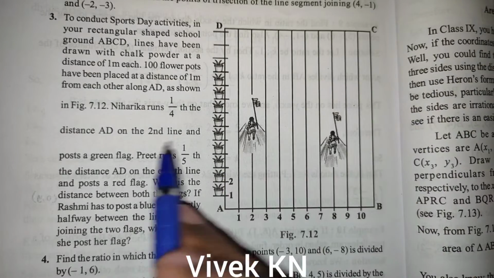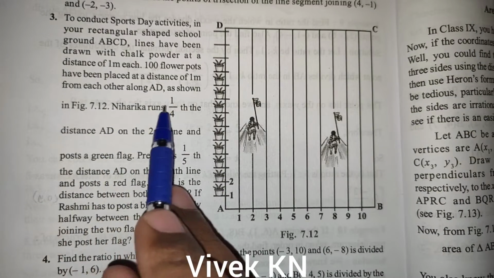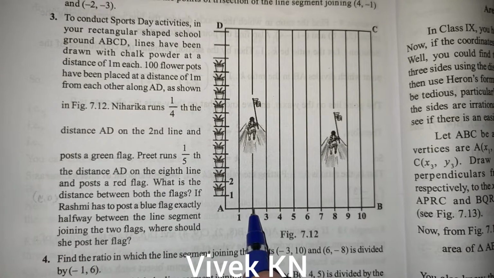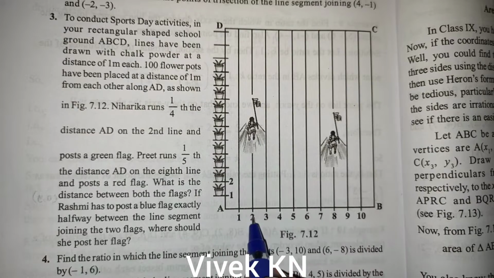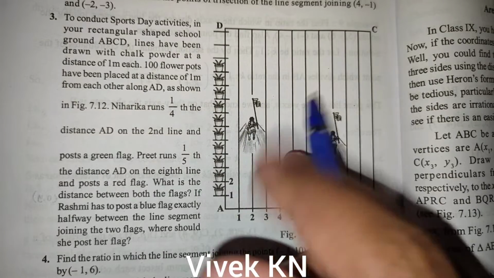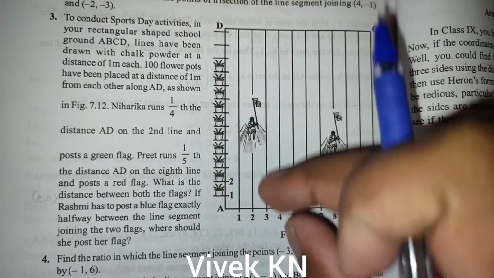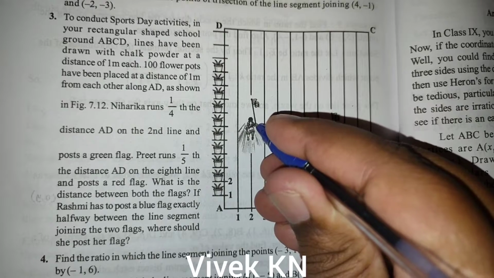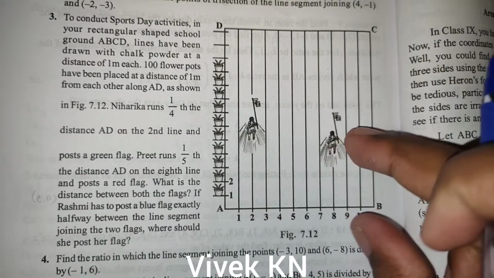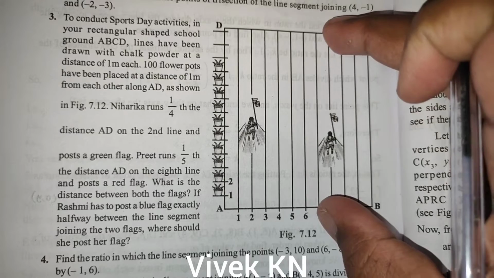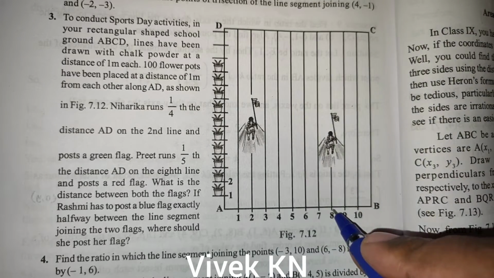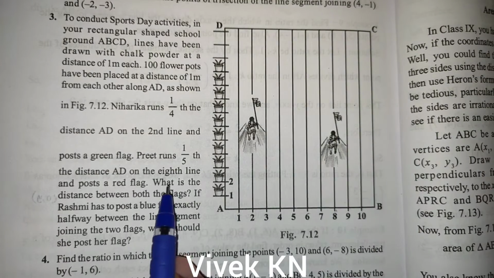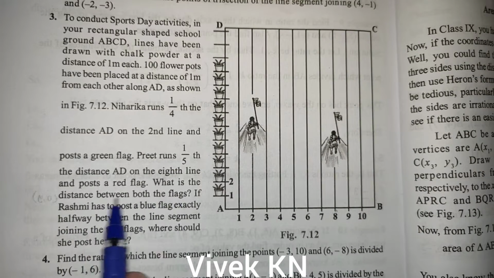Next, Niharika runs 1/4 the distance AD on the second line. Here this is the second line, and Niharika runs 1/4 the distance of AD on the second line and posts a green flag here. And Preet runs 1/5 the distance AD on the 8th line and posts a red flag here. Now we have to calculate the distance between both the flags.